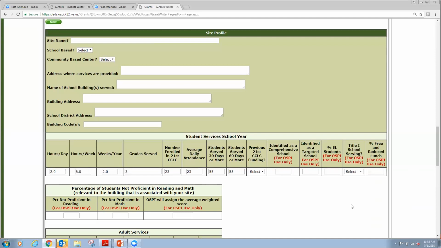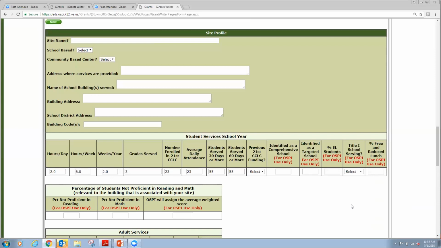And for student services school year, you'll want to fill out all of these boxes. These are super important, not only for the readers in the scoring rubric, but also because this is what you get held accountable for in your grant program: the kids, how many hours, how many weeks, the grades, your number of enrolled students total, average daily attendance, served 30 days or more, 60 days or more, and whether you were a previously funded CCLC program.